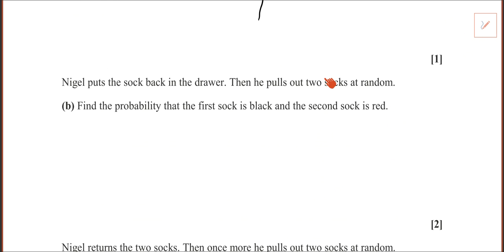Nigel puts the sock back in the drawer. Then he pulls out 2 socks at random. Find the probability that the first sock is black and the second sock is red. So this is where people start to get confused, but it will become easy for you. The word in here: the first sock is black and the second sock is red. So what do we do with the word and?